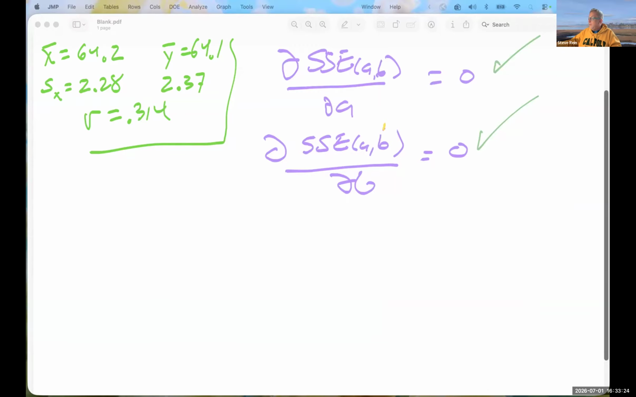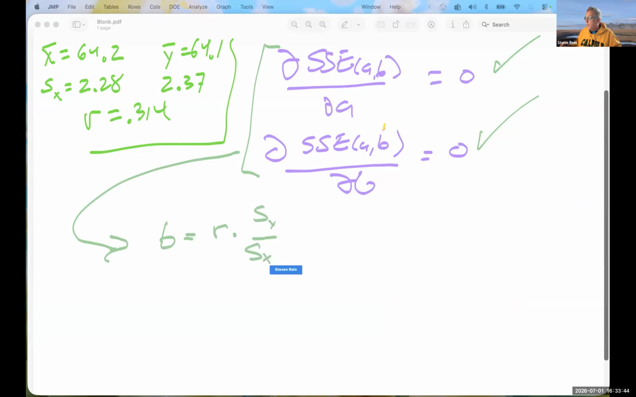But ultimately, these two equations taken together imply algebraically the following. The best B out there, the best slope, if you will, is going to be the correlation coefficient R times the standard deviation of the y variable over the standard deviation of the x variable. I've got all those things lying around. I could calculate it. And the intercept A is going to be y bar, the average y, minus B, that slope we just calculated, times the average of the x values.